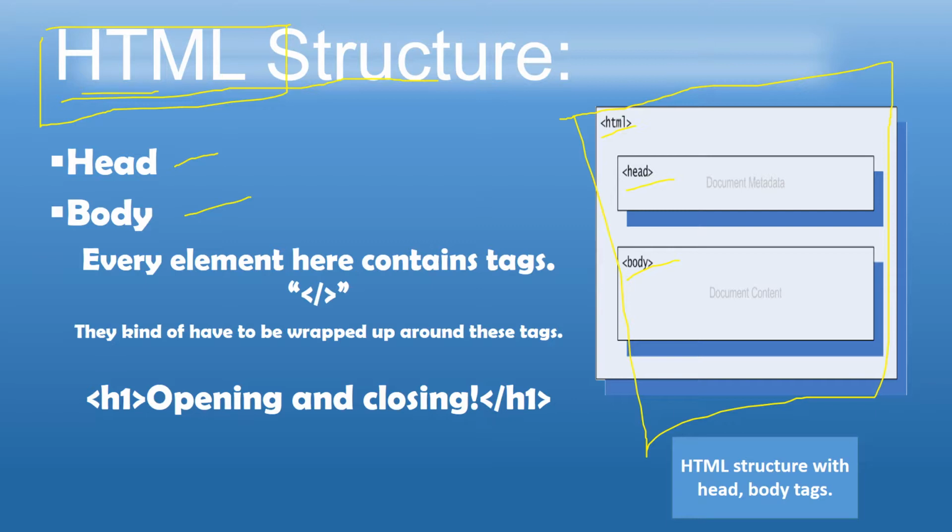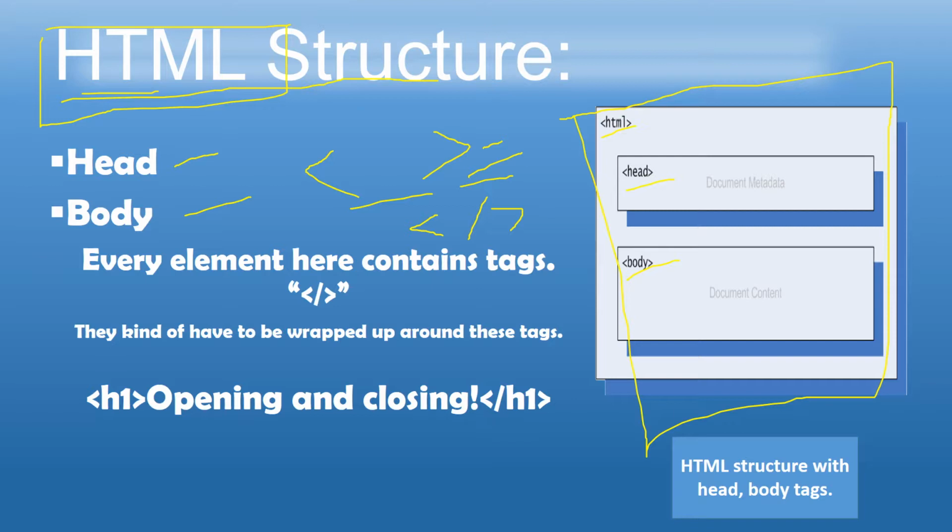Every element here contains tags, and for tags we usually use the less than sign and greater than sign. So this would be the start tag, and the end tag would be the less than sign, then a backslash, and then the closing tag name, and you put your contents in between these two tags. That's why it's called a tag language. So the content has to be wrapped around these tags, right?